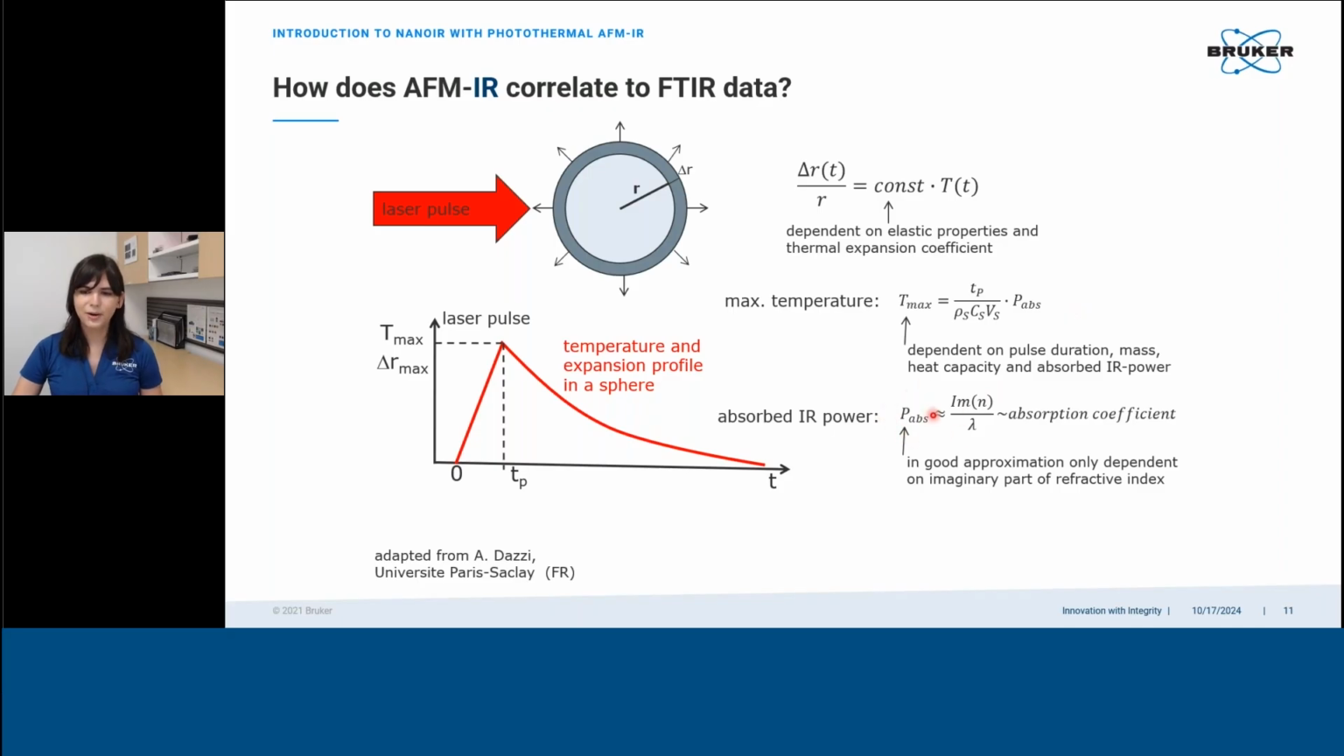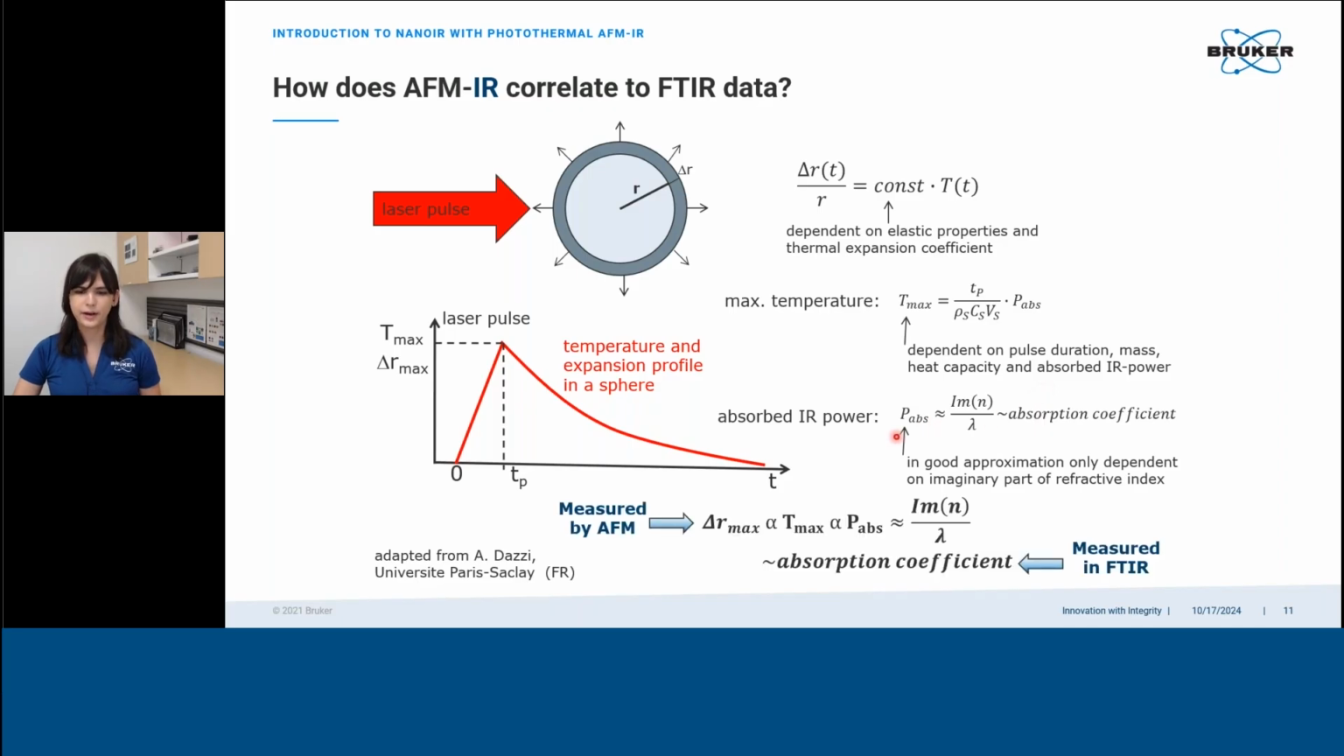And this absorbed power here is determined by the absorption coefficient of the surface. So the imaginary part of the refractive index, which is what we measure when we measure FTIR. So just like that, we get this change in the size of the material, which is directly proportional to the change in temperature, the absorbed power, and what is measured through FTIR. So we get this very, very beautiful relationship between what we can measure through AFM-IR and FTIR. So the proof is always in the pudding here.